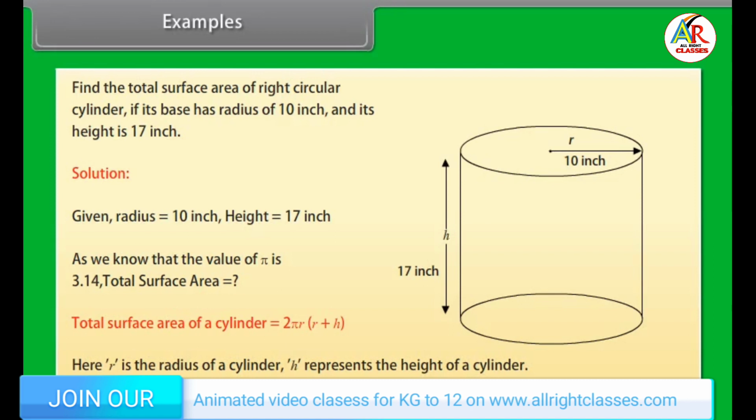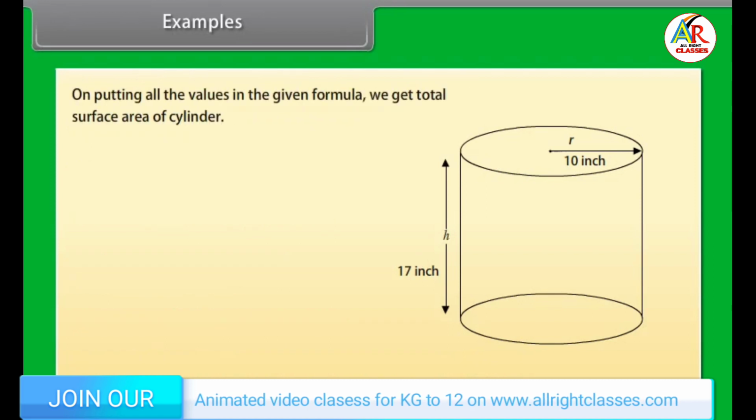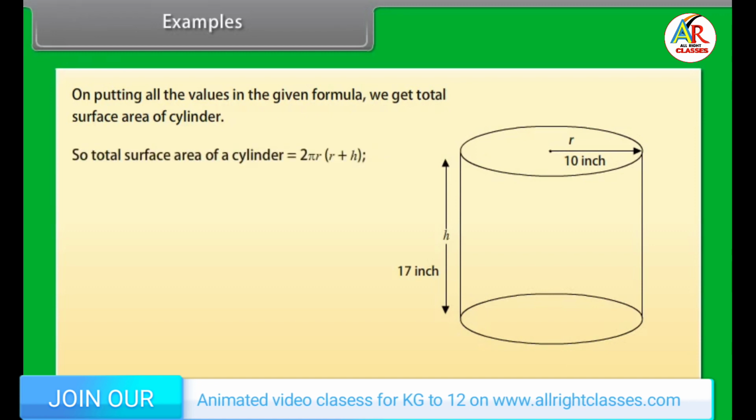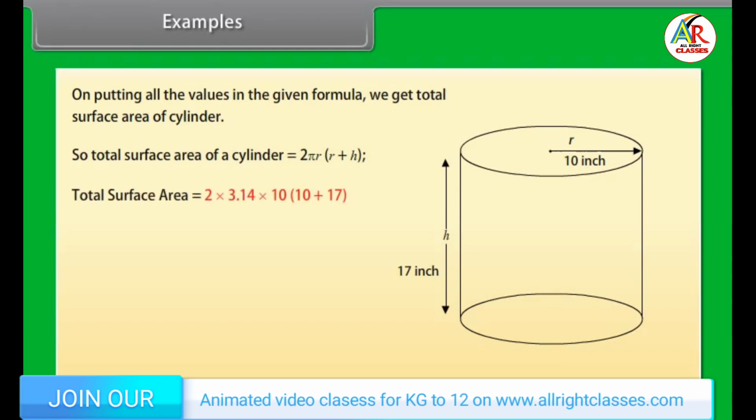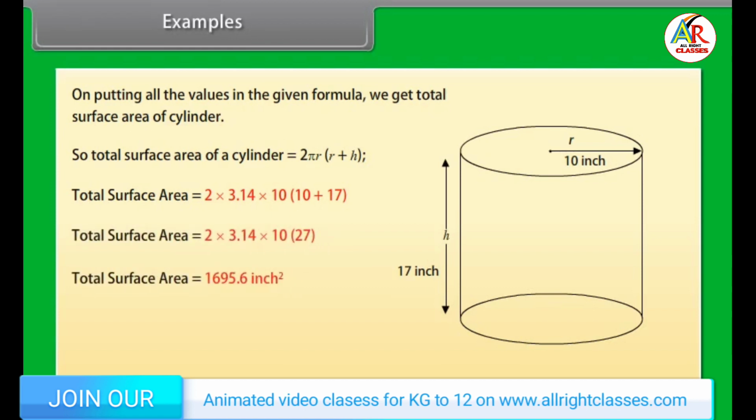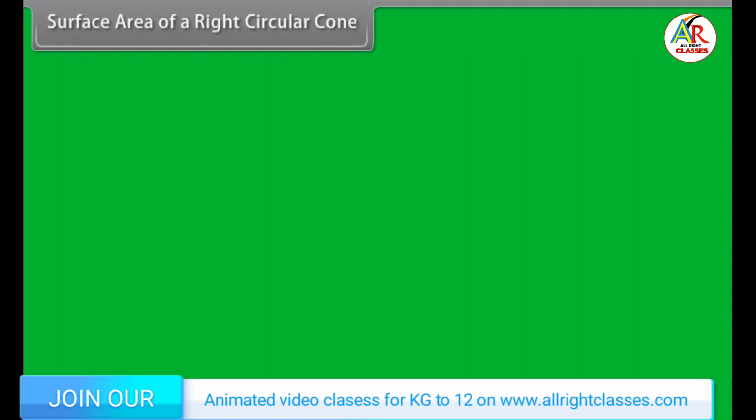height is 17 inches. Solution: radius is equal to 10 inch and height is equal to 17 inch, which is given. As we know that the value of pi is 3.14, now we have to find the total surface area. We know that the formula for finding the total surface area of a cylinder is given by total surface area of a cylinder is equal to 2 pi r into (r plus h). Here r is the radius of a cylinder and h represents the height of a cylinder.